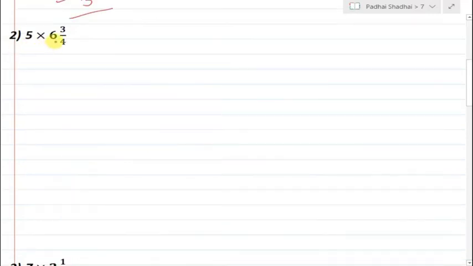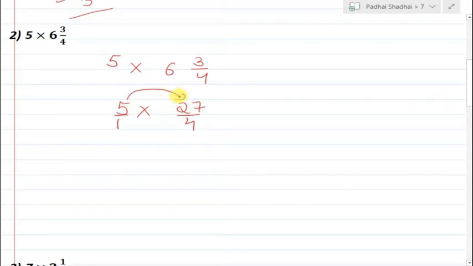Next question, 5 into 6 integer 3 by 4. Let us convert first into an improper fraction. So 4 sixes are 24, and then we have to add the 3: 24 plus 3, so it is 27 by 4, okay. So we will put denominator 1 for the 5, and there is nothing to be cut out here also, beta. So we will multiply numerator into numerator and denominator into denominator. 5 into 27 and 1 into 4.